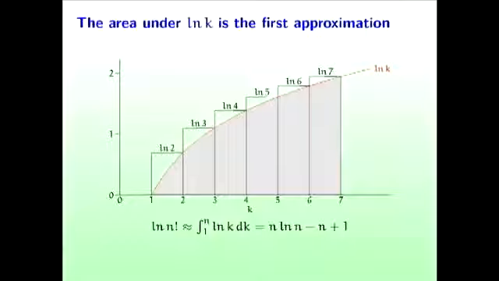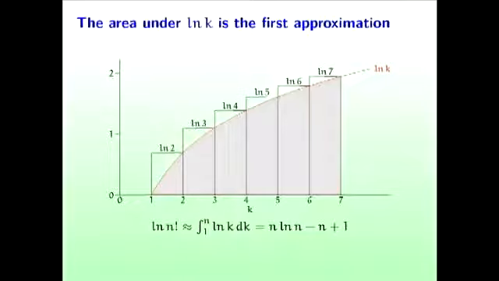So the area under the curve is your first approximation. The curve is just log k. So let's see what that is. Well, that's just the integral of log k from 1 to n, from the lower limit to the upper limit. And that one you can just do symbolically. You get n log n minus n plus 1.